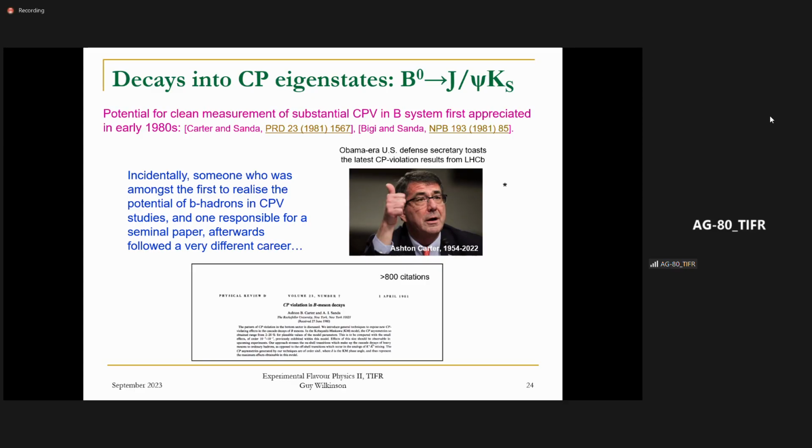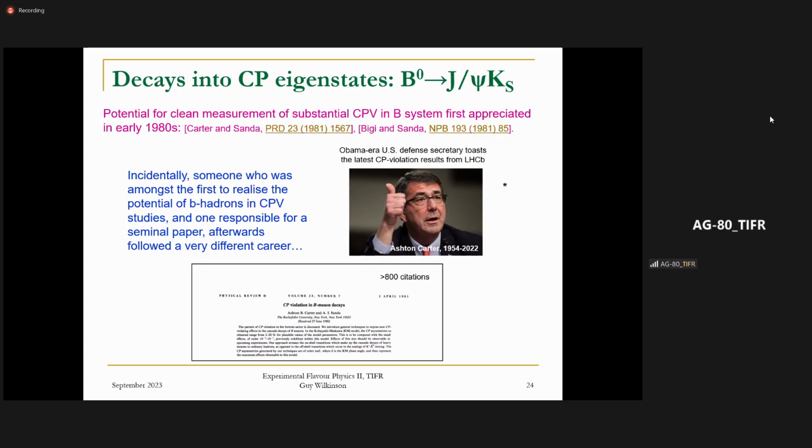Okay, but you can see if you take J psi K short and perform a CP operation on that, you get what you start with. And now the potential for making clean measurements of CP violation in the B system, because of the size of that triangle, was appreciated right at the start: you'd see substantial CP violation as compared to the kaon system, where it's very small. There are a couple of papers which appeared in the 1980s. There are two eminent theorists still with us, Ikaros Bigi and the Japanese gentleman Sanda.